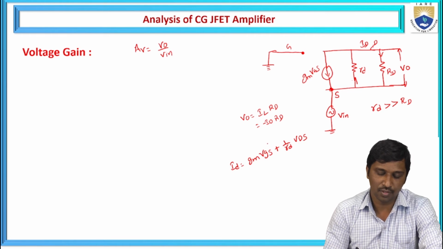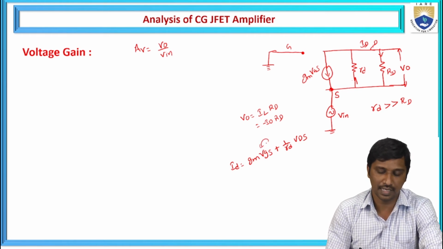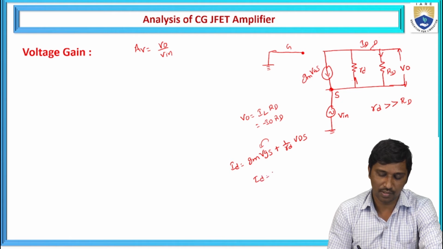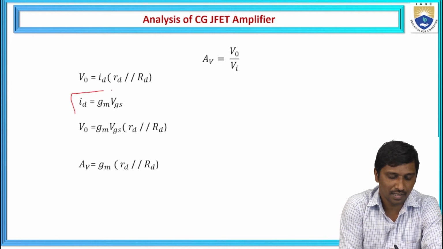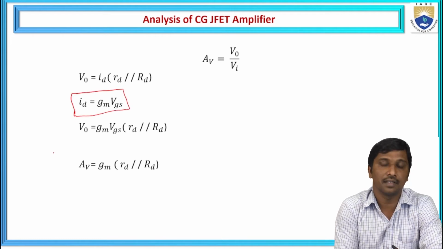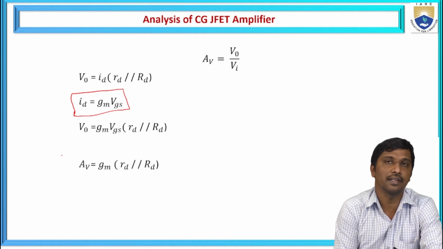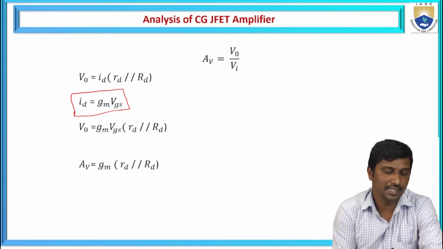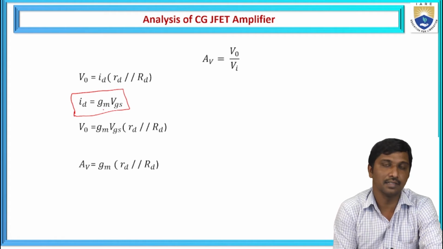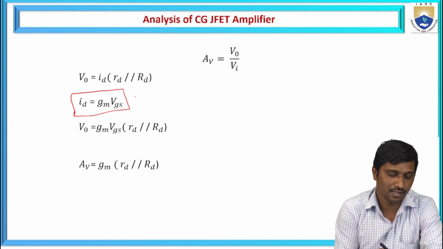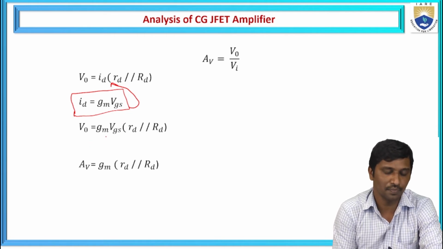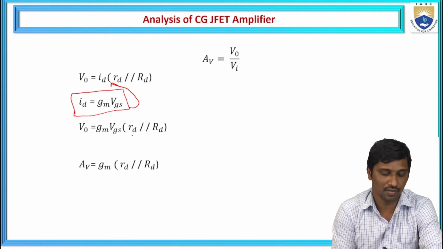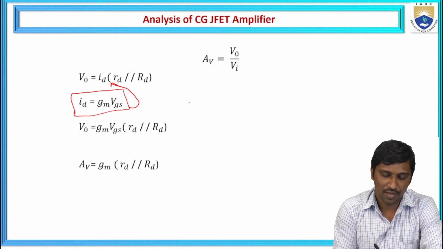The maximum current flows through the model gm times of VGS. Hence, I assume ID is equal to gm times of VGS. So that is the reason. From that analysis and from the small signal model or drain current model representation, we consider the drain current as gm times of VGS. Hence, I am going to substitute this ID in the output relation, that is V naught is equal to gm into VGS times of rd in parallel with capital RD.